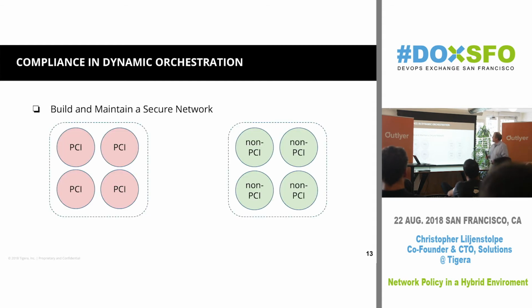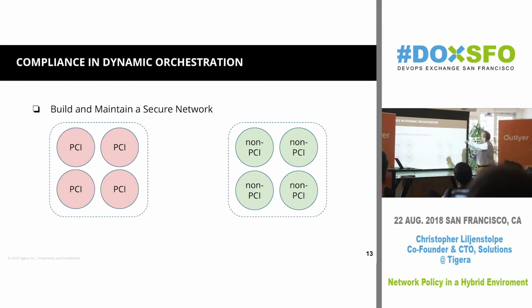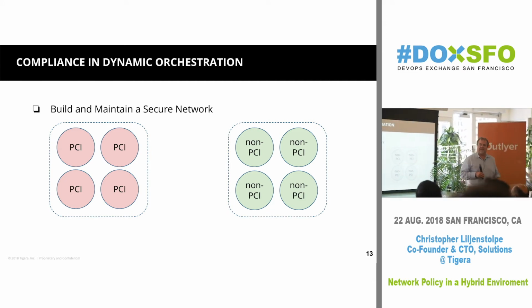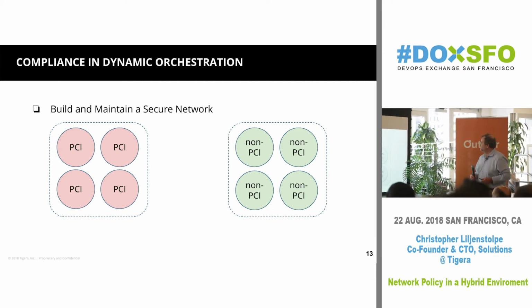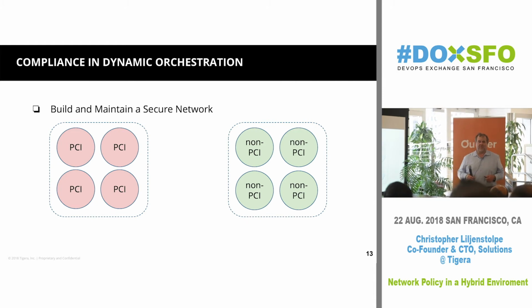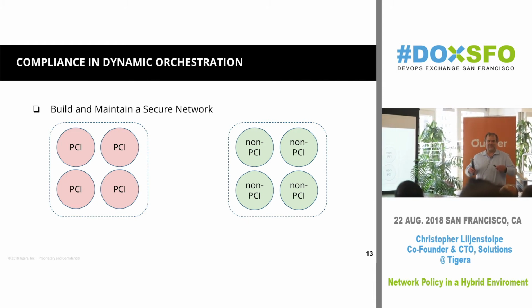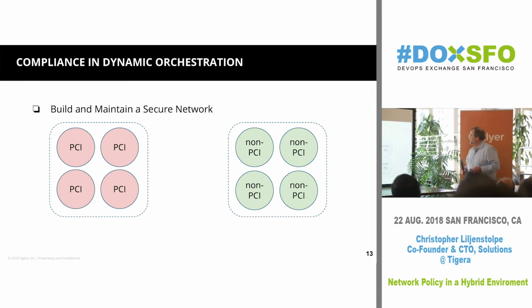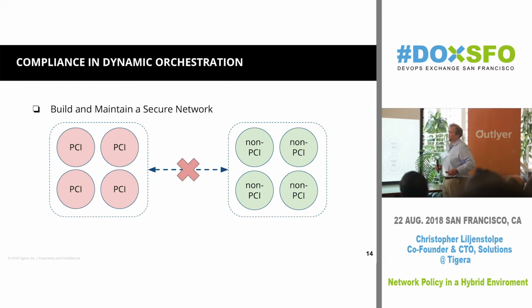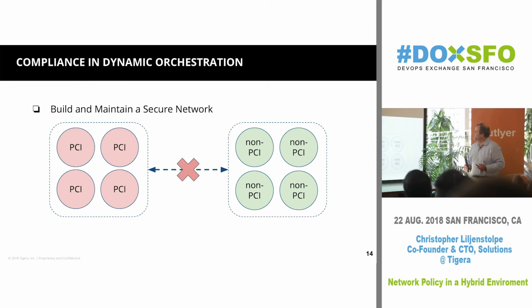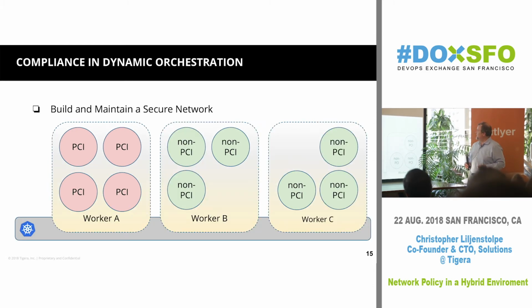So we could start the old way. We have a cluster, we have a VLAN that's PCI and a VLAN that's not PCI. Great. It's one way of doing it. How many people do that today? Here, for a given compliance. Okay. And then you just make sure that PCI can't talk to non-PCI. That works. Now let's go to Kubernetes.